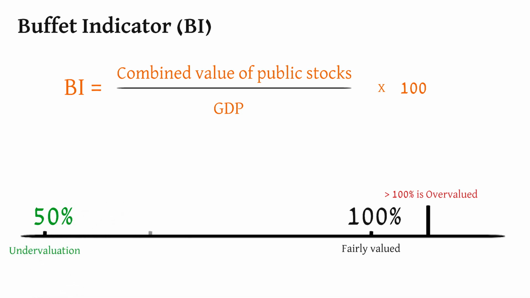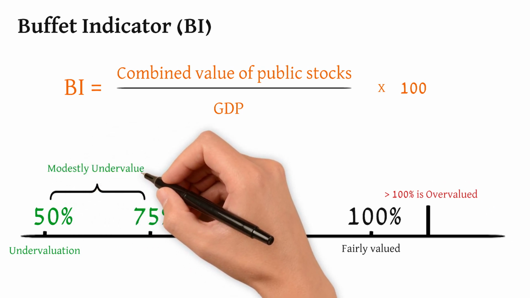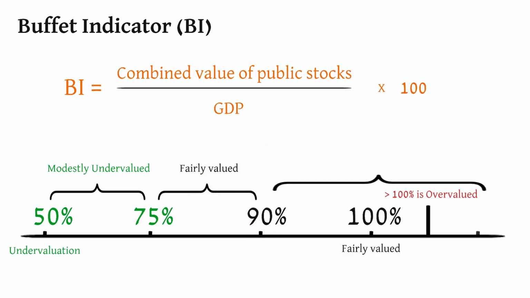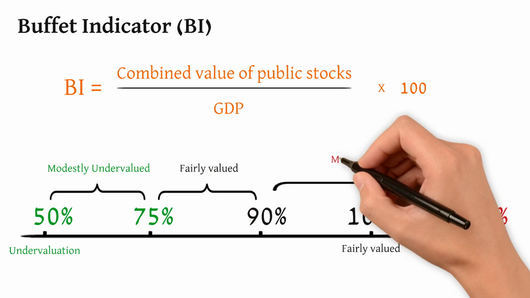If the valuation falls between 50 and 75%, the market can be said to be modestly undervalued. The market may be fairly valued if the ratio falls between 75 and 90, and modestly overvalued if it falls within the range of 90 to 115.